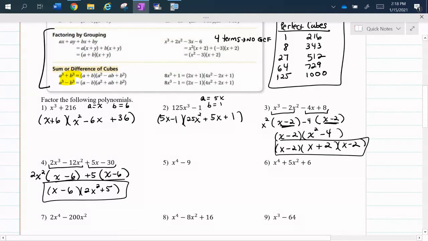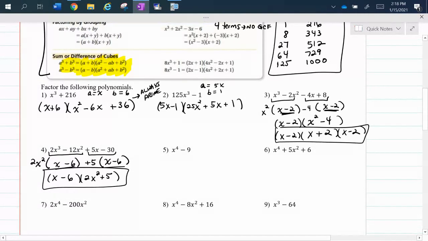And then that's it. So if we know our formulas, then we'll know how to factor the sum and difference of cubes. And one more thing I want to bring up is the fact that these trinomials look like something that we know how to factor. But these trinomials will always be prime.